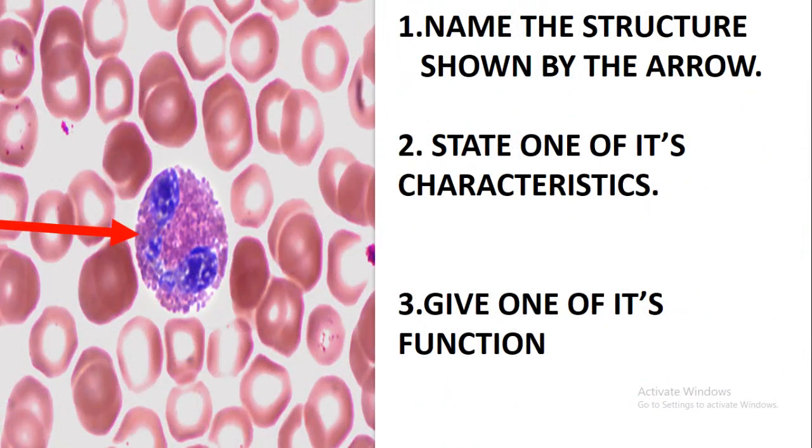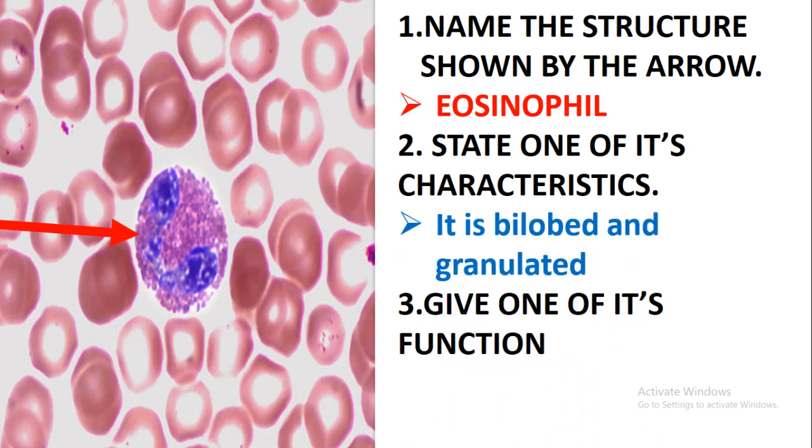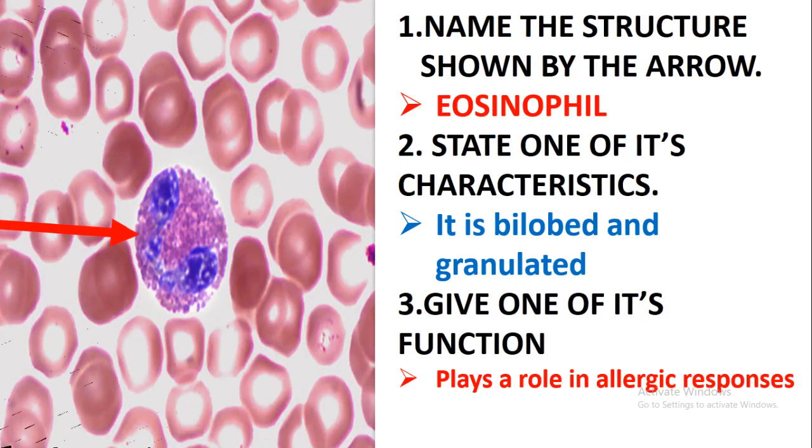The next slide is name the structure shown by the arrow. So this structure is just the eosinophil. State one of its characteristics. The characteristic is it is bilobed and granulated. Give one of its functions, which is it plays a role in allergic responses. Let's quickly move on and look at the next slide.